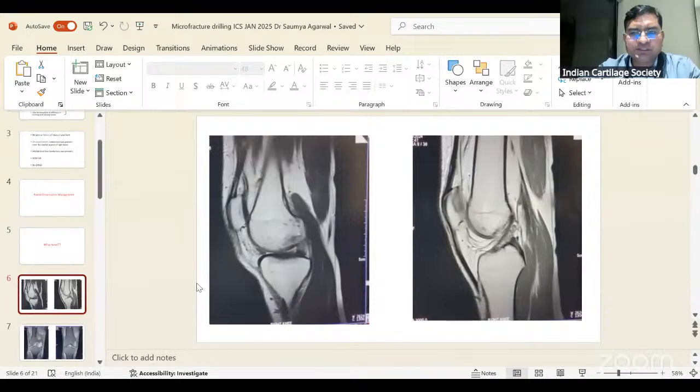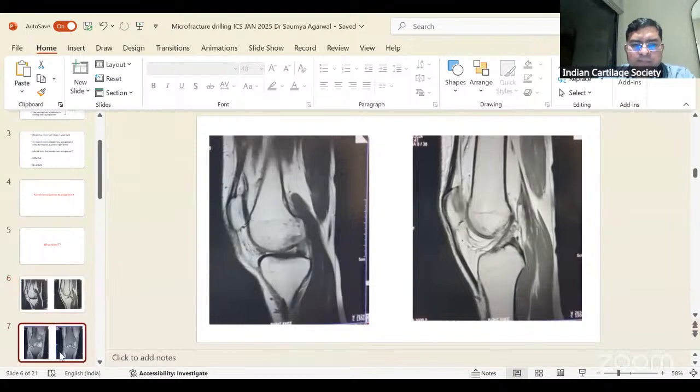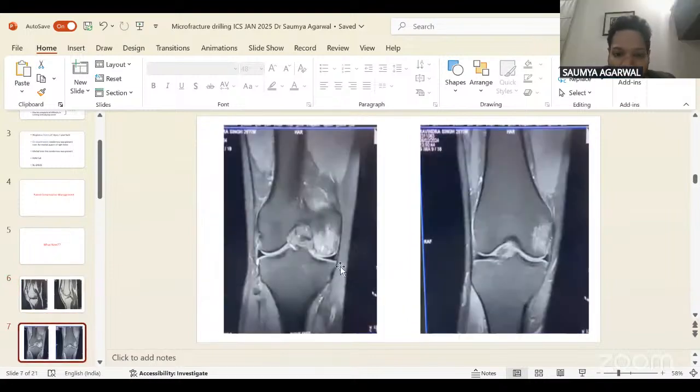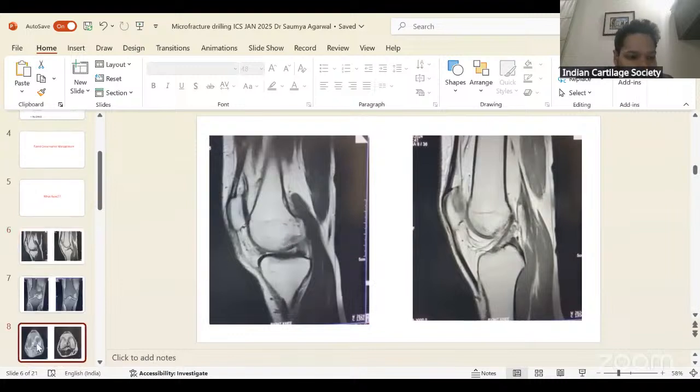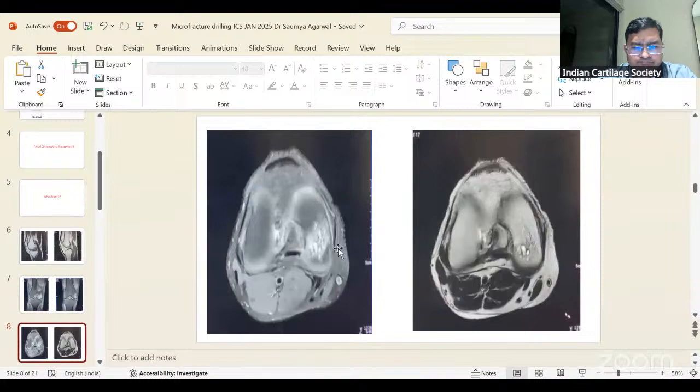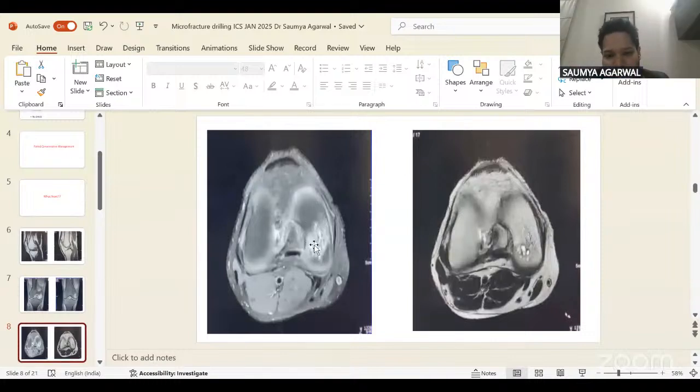Please, the sagittal view is visible to us, Dr. Soumya. Yes, and this is the coronal view. In this coronal view, we can appreciate there is an osteochondral lesion in the medial femoral condyle, and also in this sagittal view, we can see a small lesion on the medial femoral condyle. And this is the axial view, where we can also appreciate the lesion over the medial femoral condyle. So these are the MRIs of the patient.